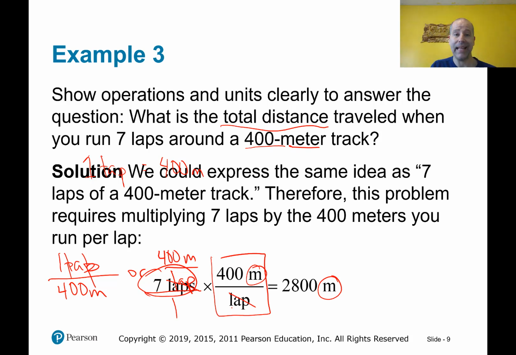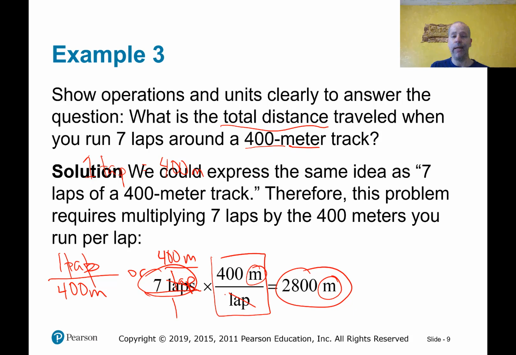Think about it as canceling numbers, right? If you have the same units on top of a fraction and you're multiplying by another fraction with the same units on the bottom, then those laps are going to cancel each other out, okay? And so notice how the only unit we're left with is meters, which is what we want. And so all you do is multiply across the top and the bottom, and you get 2,800 meters. And so the total distance you would run if you went 7 laps is 2,800 meters.